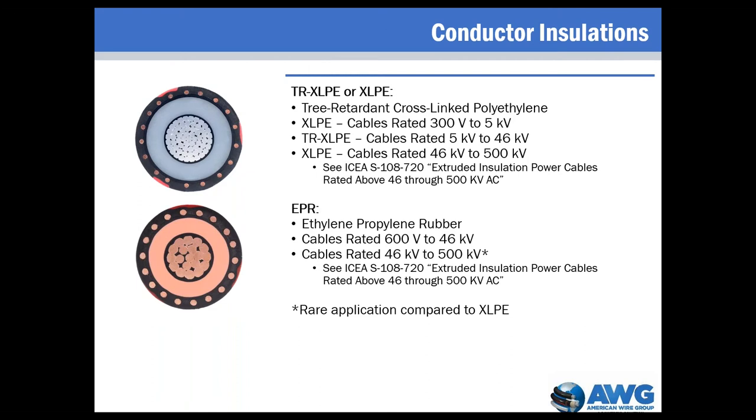EPR can be rated 600 volts to 46 kV, where it is used in a single layer system for low voltage systems rated up to 5 kV and non-shielded, or a three layer insulation system rated 5 kV to 46 kV for medium voltage shielded power cables. Although EPR is recognized for use in cable insulation systems rated 69 kV to 500 kV, it is rarely used in such systems. The high dielectric loss of EPR is one reason for this, which we will review later in this presentation.